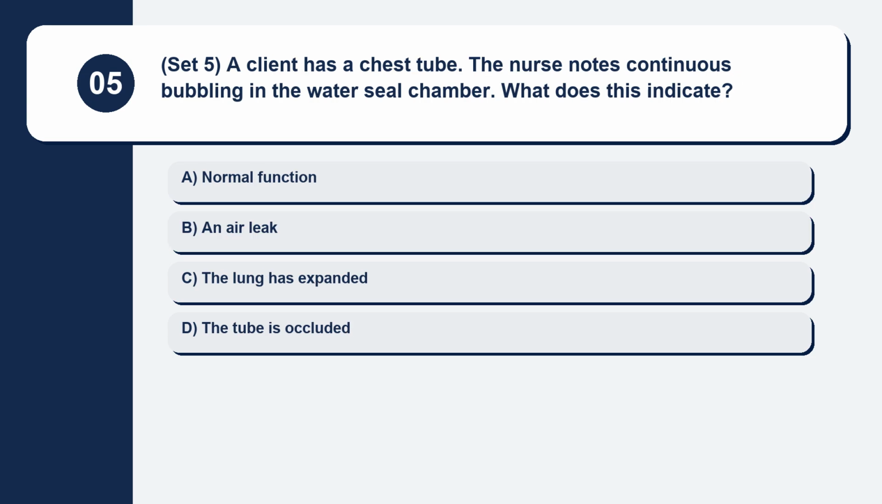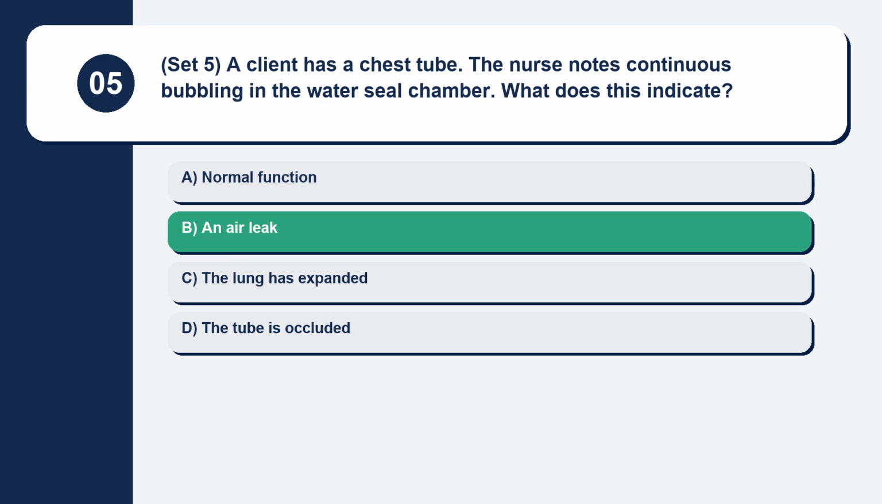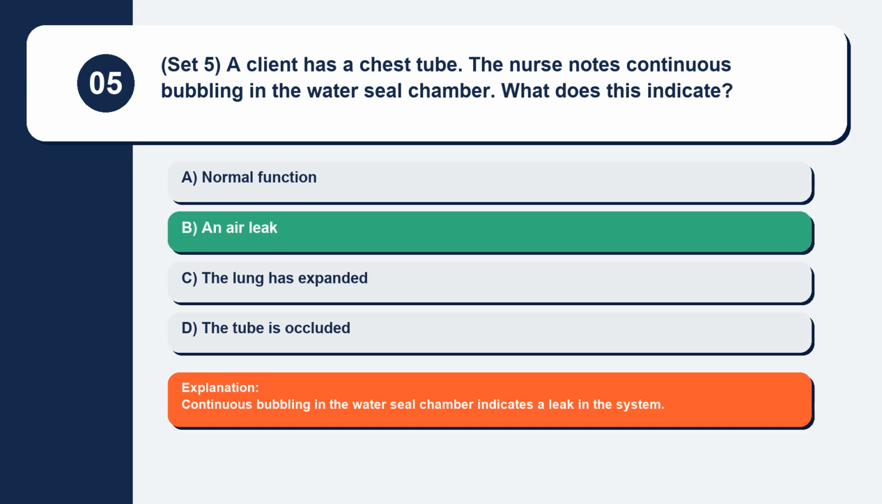Question 5. Set 5. A client has a chest tube. The nurse notes continuous bubbling in the water seal chamber. What does this indicate? Normal function, an air leak, the lung has expanded, the tube is occluded. Continuous bubbling in the water seal chamber indicates a leak in the system.